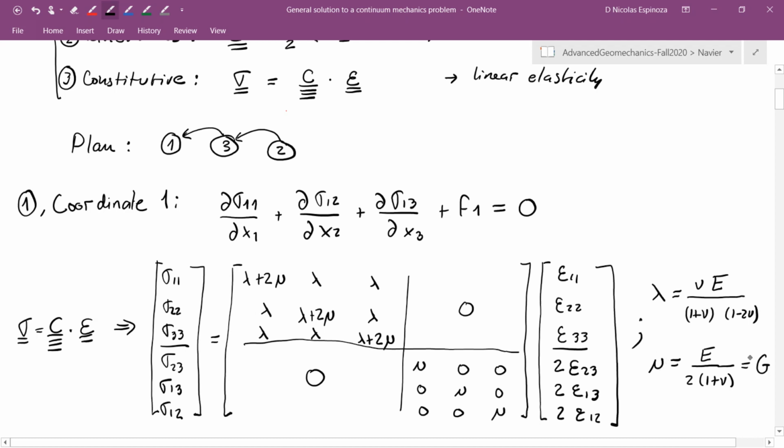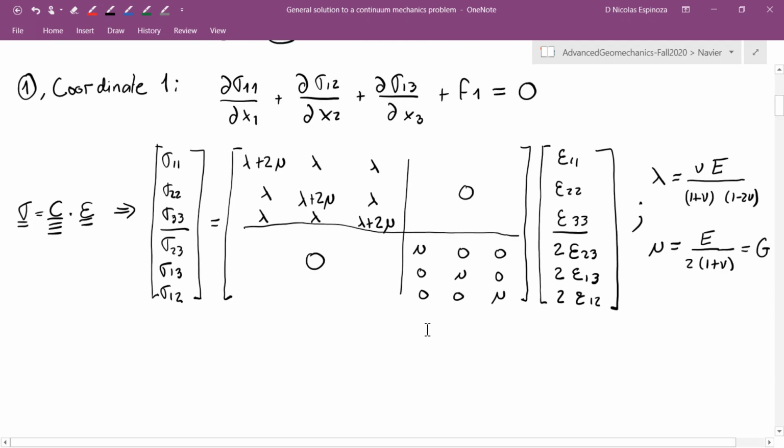All right, so we're going to use now this matrix in order to write sigma 11, sigma 12, and sigma 13. All right, so let's do this. And these equations are going to be a little bit long, so hopefully I'm going to have space for this. First one, sigma 11.